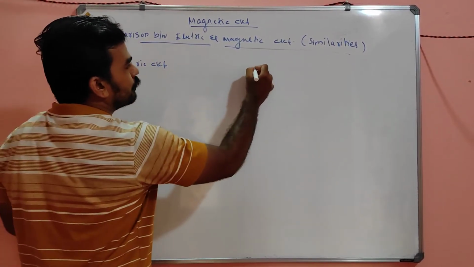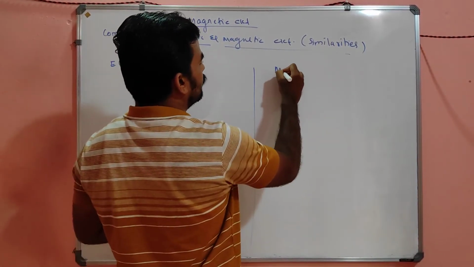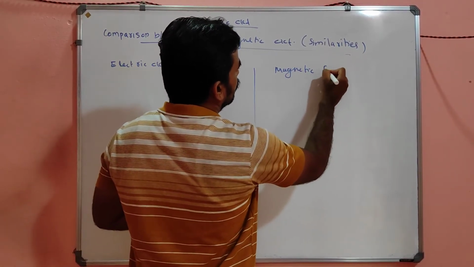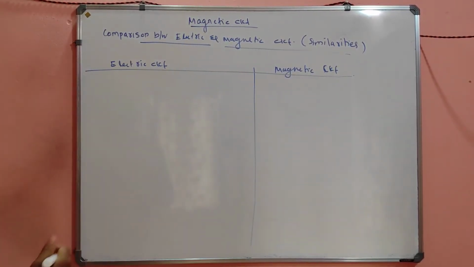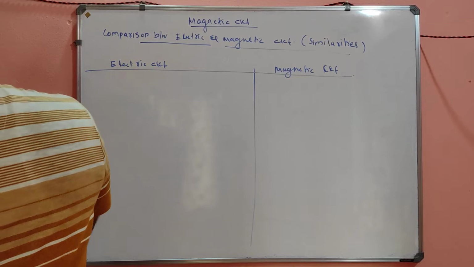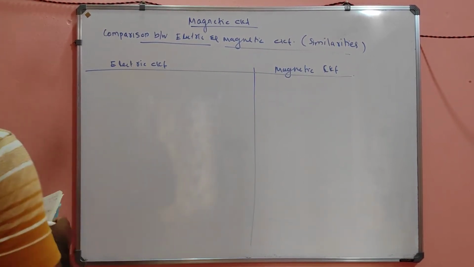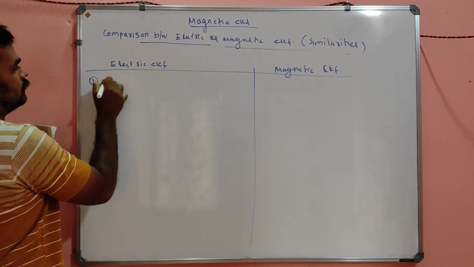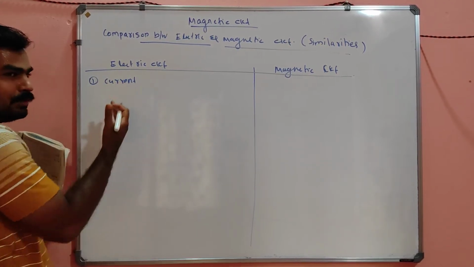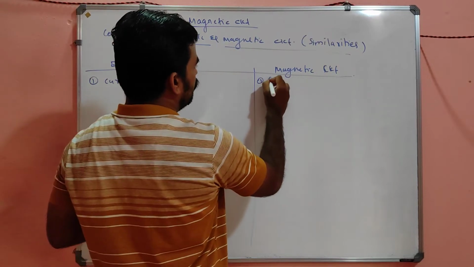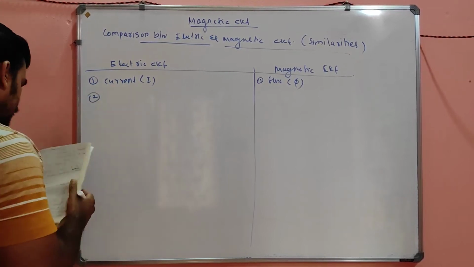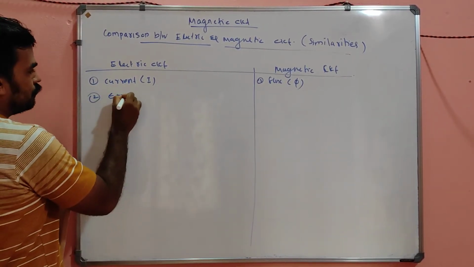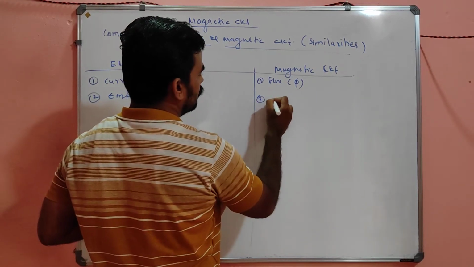I will write like this: electric circuit, and here magnetic circuit. You also make two columns like this, my dear, because many confusing terms will be there. You have to note it. First thing: here the current I is set up, similarly there it will be flux phi. And second similarity, here it is EMF and here it is MMF.